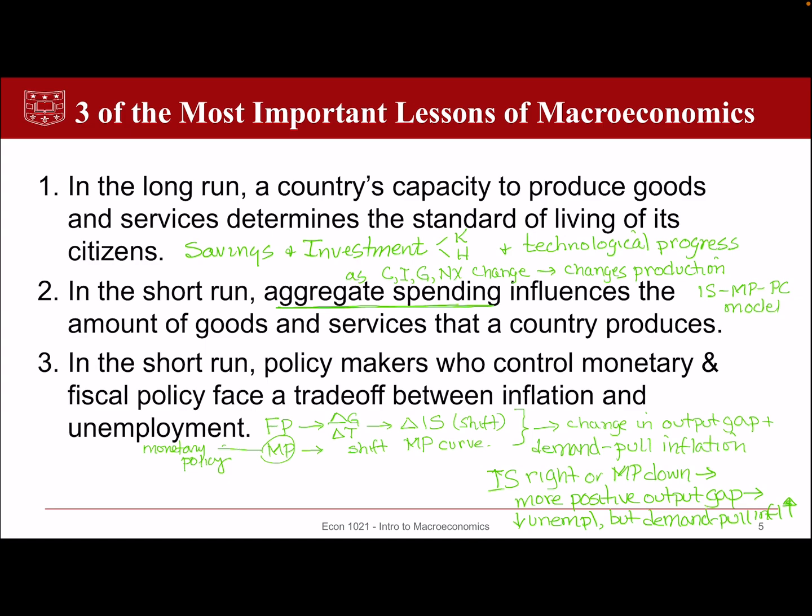If the IS curve shifts left or the MP curve shifts up, then we're going to see a less positive output gap, an increase in the amount of unemployment, but a decrease in the overall level of inflation in the macroeconomy. So this is what we mean by that trade-off existing.